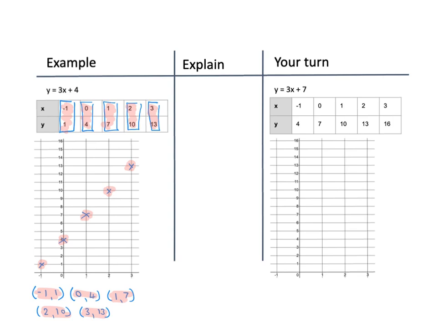Our second to last task in drawing this graph is to draw a straight line through the points. The final task is to label the graph with the equation y equals 3x plus 4.